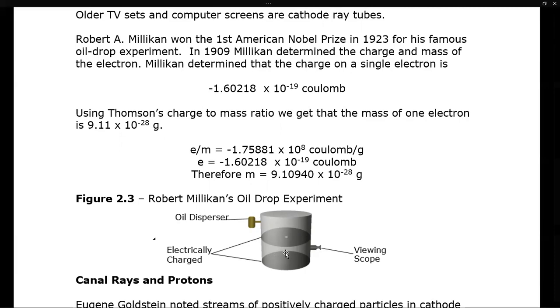And then using Thompson's charge to mass ratio, he was able to determine from his experiment the charge on a single electron being 1.6 times 10 to the minus 19th coulombs. And then he did a little algebra and found that the mass of an electron was 9.1 times 10 to the negative 28 grams.